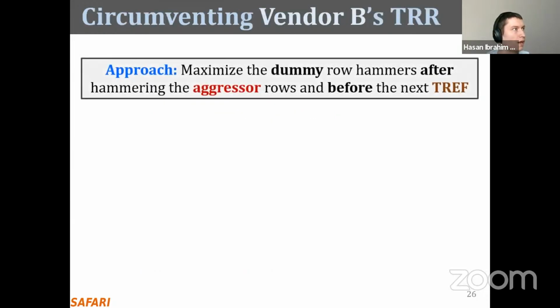And how do we circumvent this TRR mechanism? It's quite simple. We maximize the number of hammers after hammering the aggressor rows and before the next TRF. So we try to activate as many dummy rows as possible in order to make the TRR mechanism sample a dummy row and override a potentially previously sampled aggressor row.